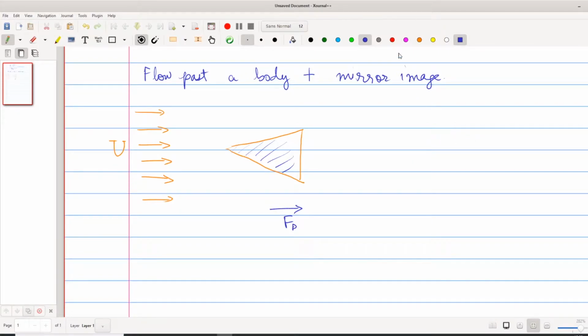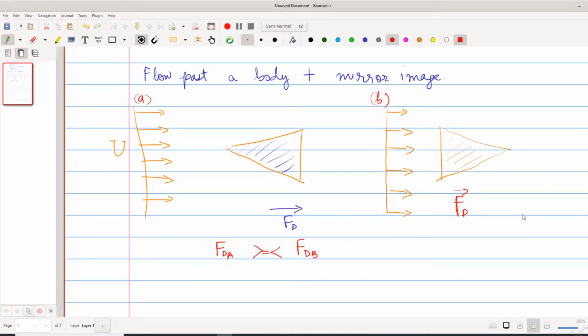But what happens if I now reverse the orientation of the body? I make something like this, and I have the same incoming velocity to this body as well. What is the drag acting on the body in this particular case? If I call this A and this B, the question is: is the drag on object A larger than, equal to, or smaller than the drag acting on object B?